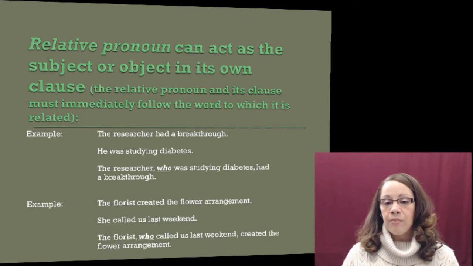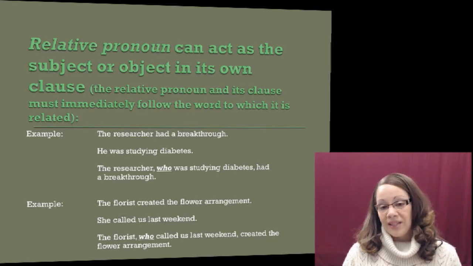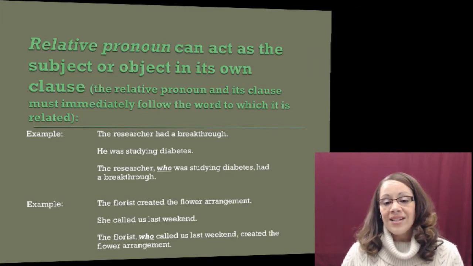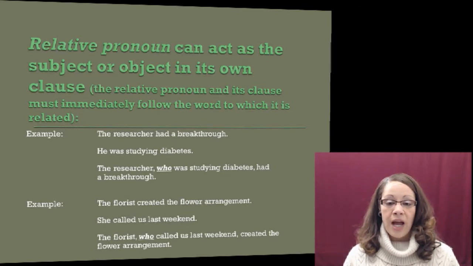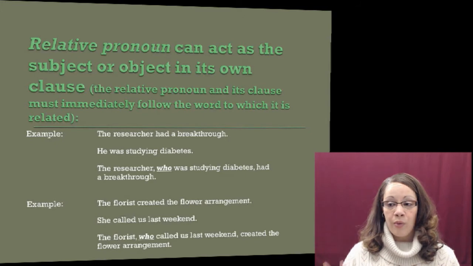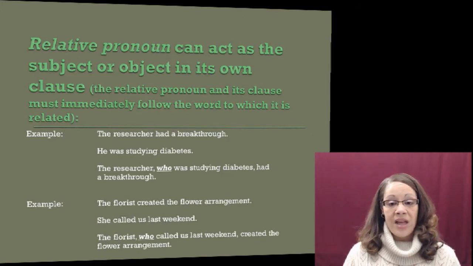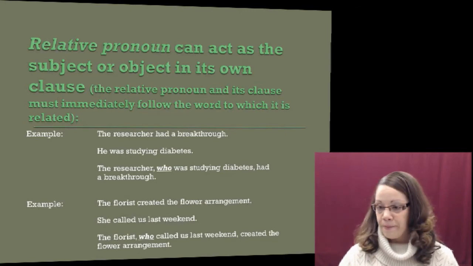Now we're going to combine both simple sentences into one sophisticated, more complex sentence. The florist, who called us last weekend, created the flower arrangement. So who called us last weekend describes who the florist is, which was a part of one of our simple sentences. So we have that clause that's being led by a relative pronoun who, that's describing the noun right before it. In that case, it's florist.